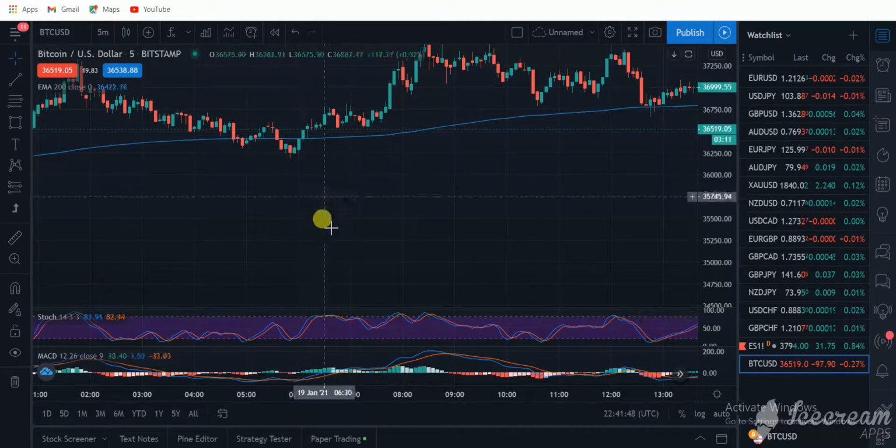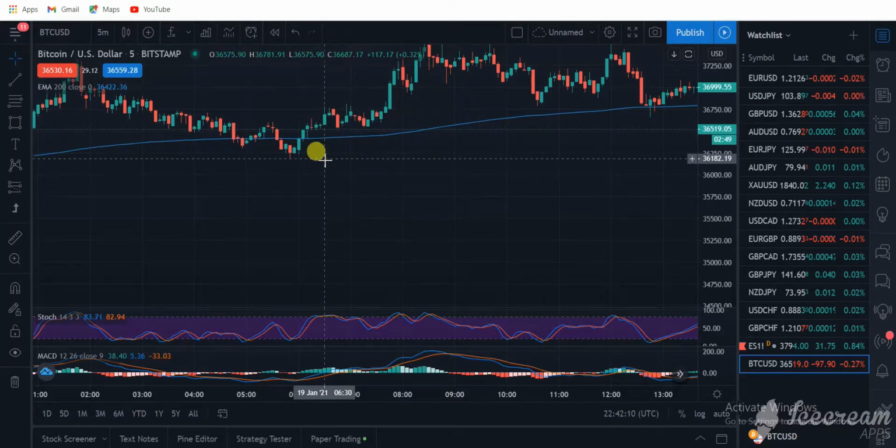Once we see that after the cross, we wait for the stochastic to get to that point, then we start looking for an entry. And guys, just look for an entry. Like you guys know, I usually like to take my entry after an engulfing candlestick for price action's sake.